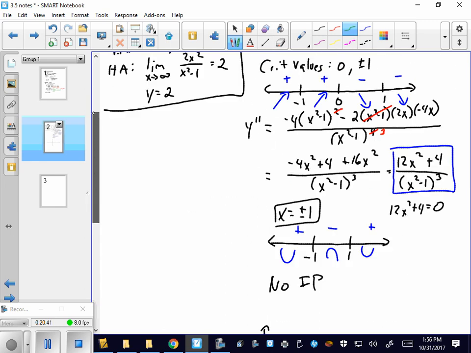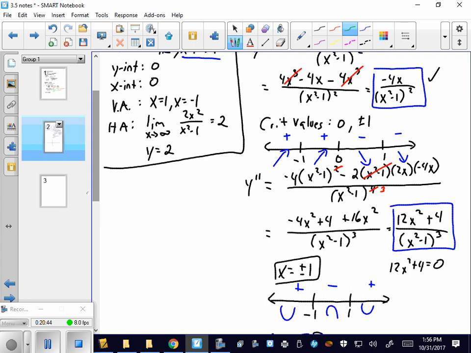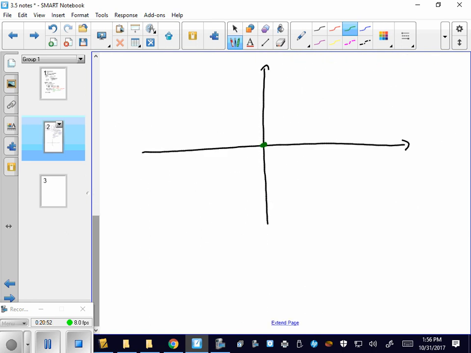I know that we have vertical asymptotes at x equals 1 and negative 1, and a horizontal asymptote at y equals 2. So my vertical asymptotes, here's 1, here's negative 1. So I'm going to create my vertical asymptotes there. Close enough for the sketch. And then I have a horizontal asymptote at y equals 2. So it's going to look something like that. That's the location of my asymptotes.